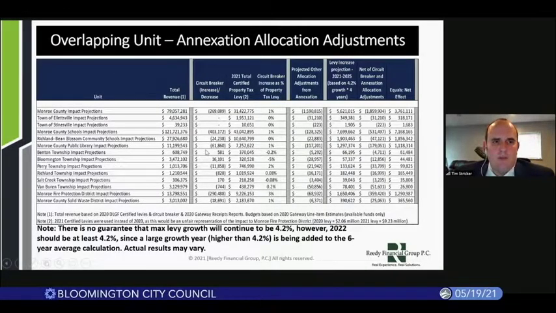For Benton Township, there's actually a circuit breaker property tax cap decrease, which really means they will net more of their property tax levy.